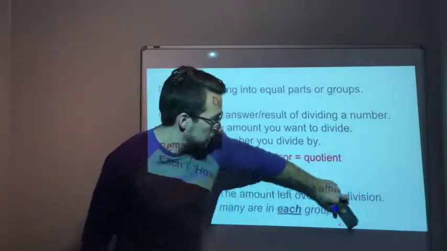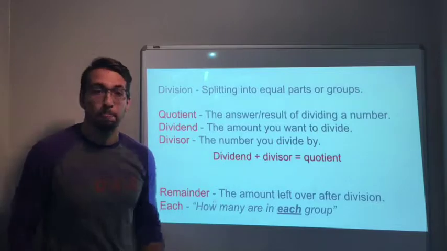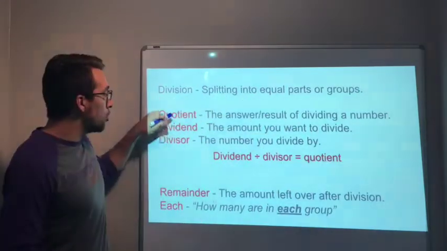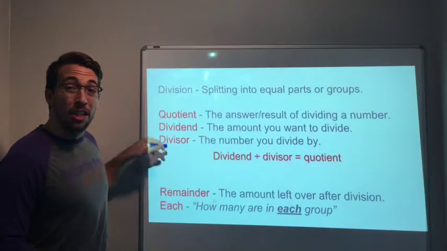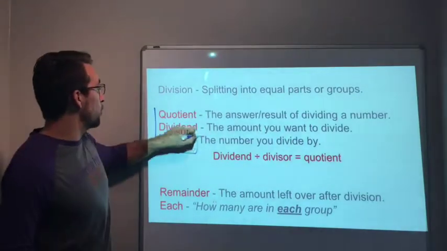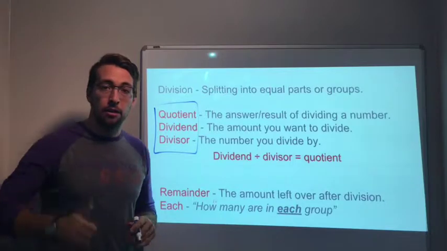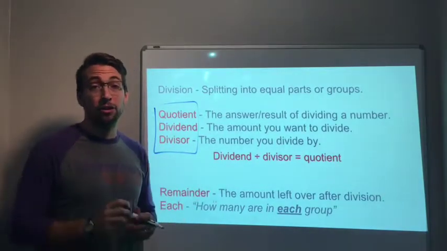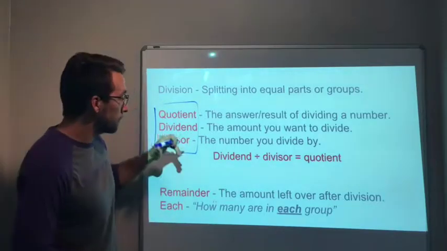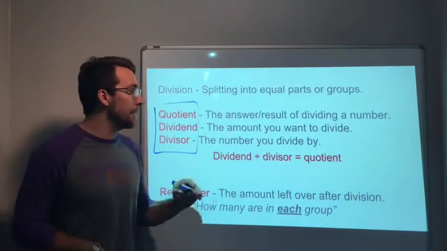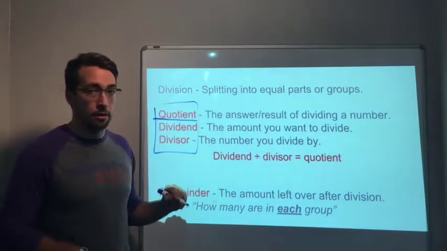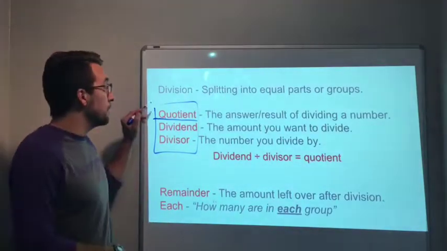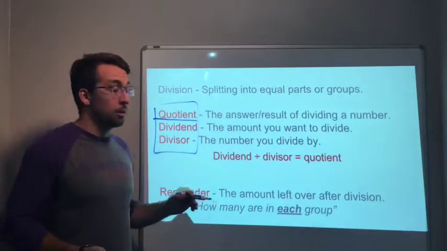All right. Division, splitting into equal parts or groups. Quotient, dividend, divisor. These vocabulary terms will be tested, guaranteed. These will be tested throughout your lessons and throughout on the STAAR test. The answer or the result of dividing numbers, that's the quotient. For multiplication, the product is the answer. For division, the quotient is the answer.